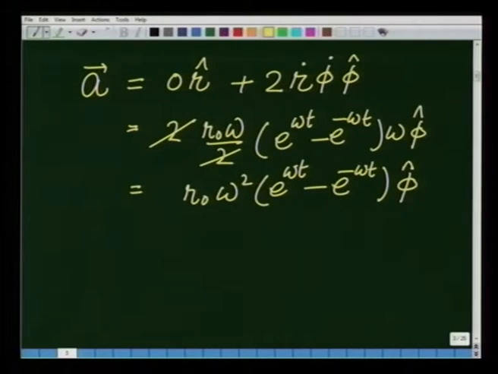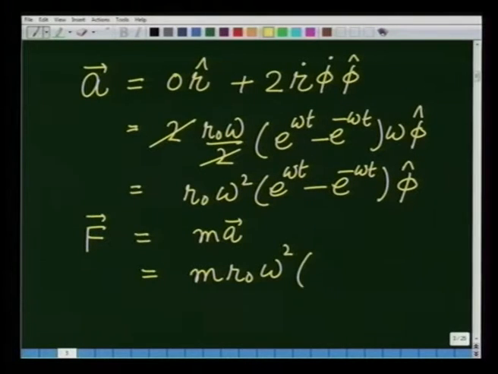This is the general expression for the acceleration for this bead moving on the wire. How about the force? The force applied by the wire is given by m a and is therefore equal to m r naught omega square times e raised to omega t minus e raised to minus omega t in phi direction.